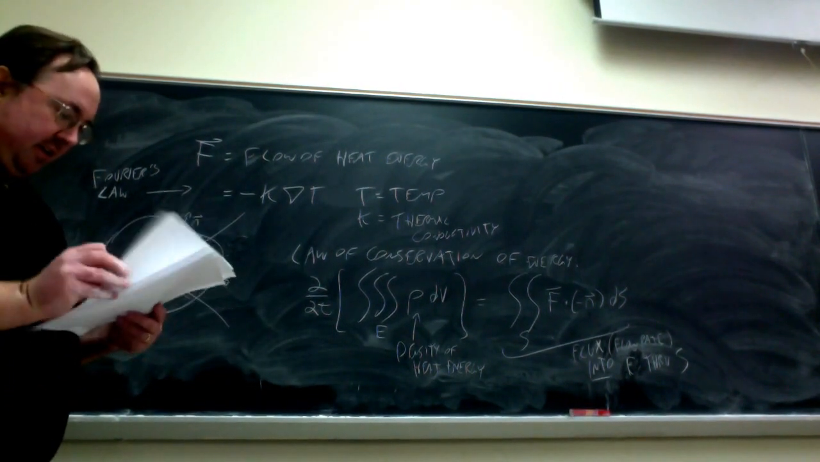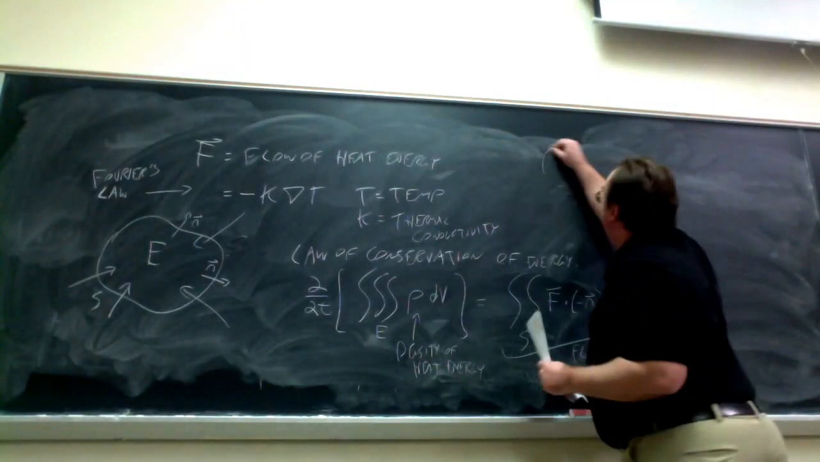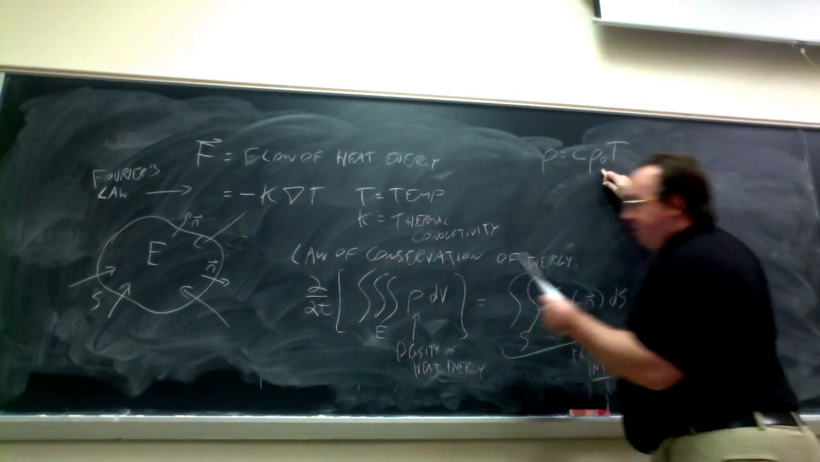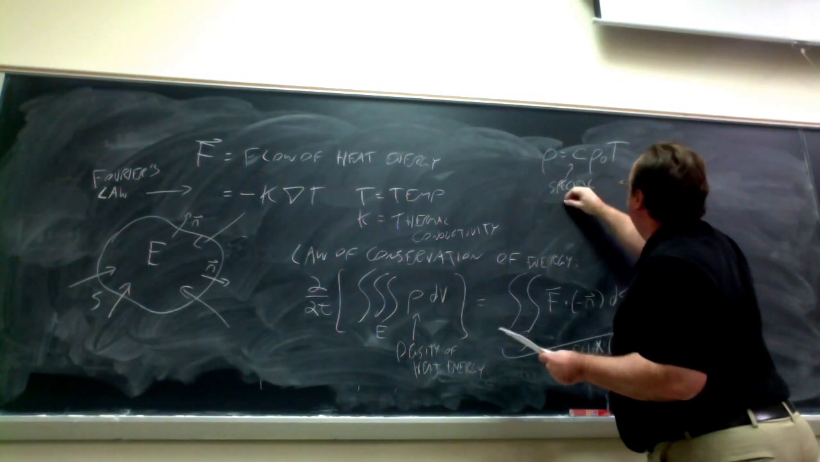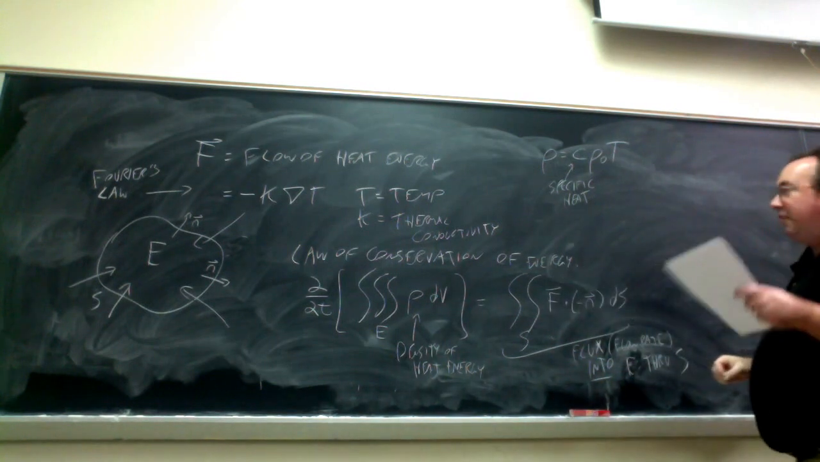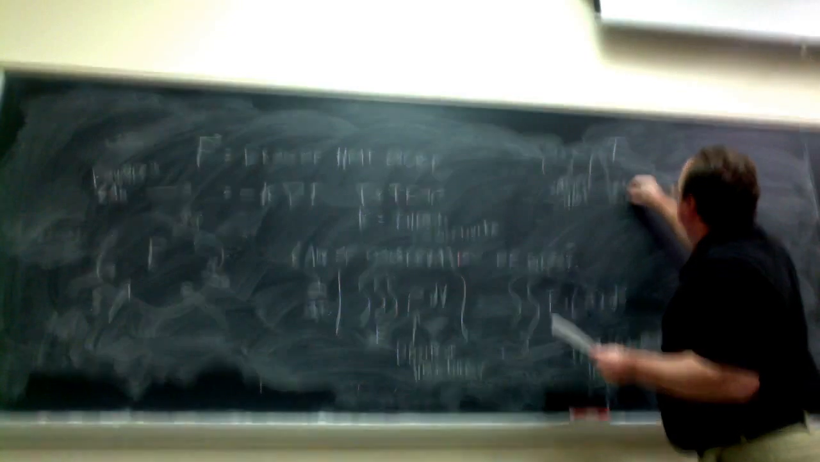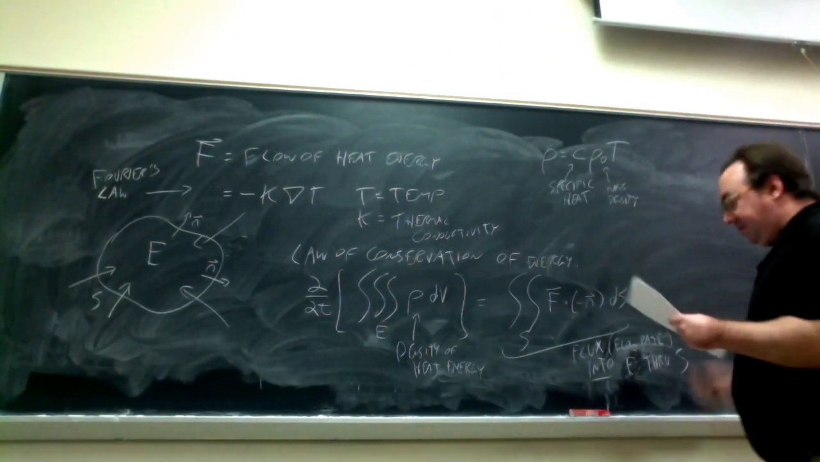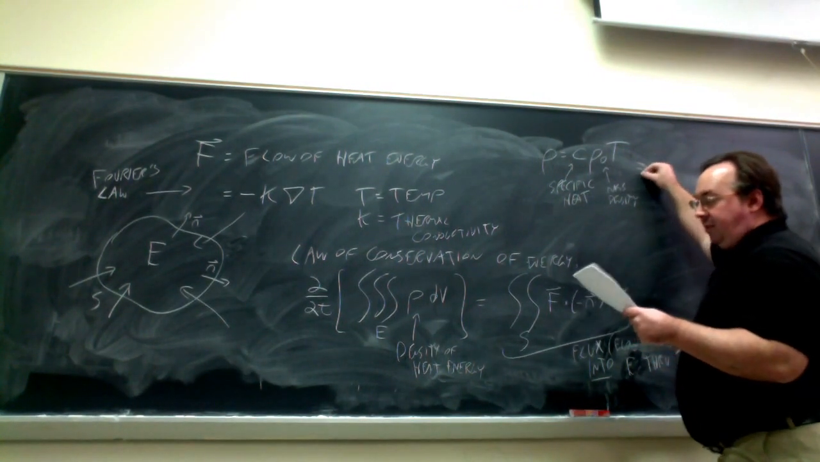Now, rho, the density of heat energy, is related to the temperature. C is something I hadn't heard of since eighth grade science class, the specific heat. And then rho naught is the mass density, and capital T is, again, the temperature.